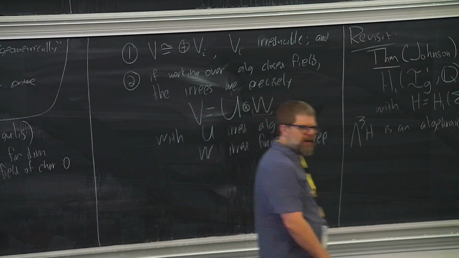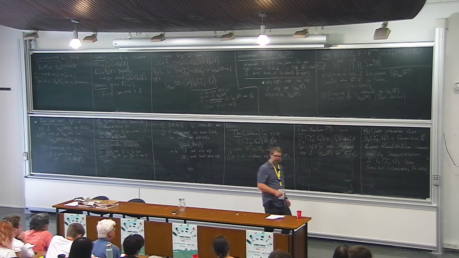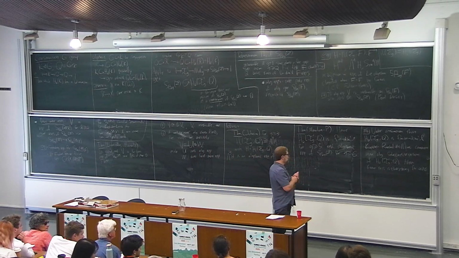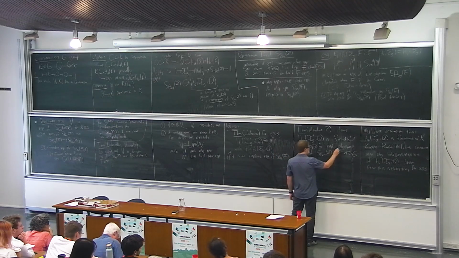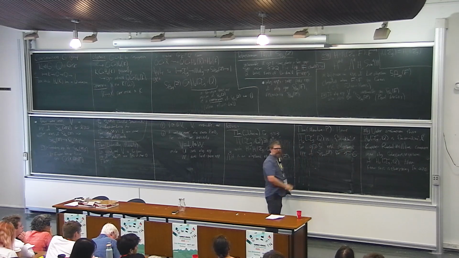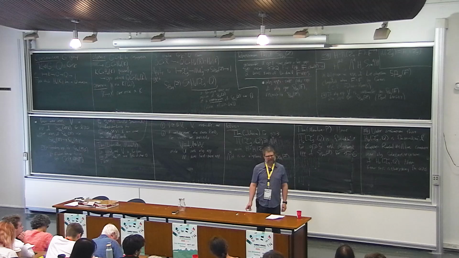So, any other questions? Because we know everything is algebraic, so the maximal algebraic subrepresentation is in fact the whole thing.